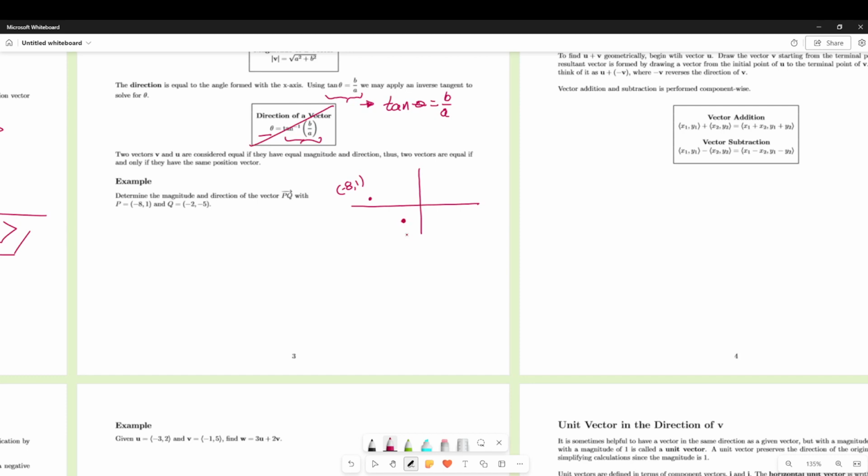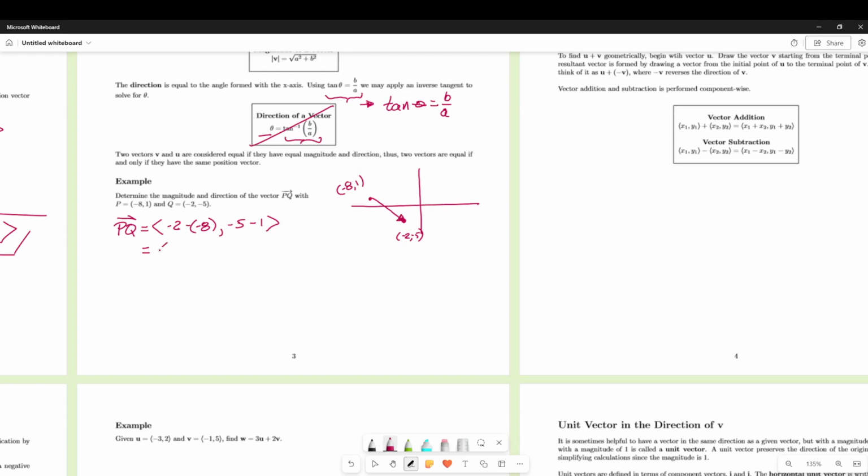They don't have to be in exactly the right place. We're just trying to get a sense. Negative 2, negative 5. So we're going in that direction. Okay, no need to rename this vector, it's vector PQ. Our x values are going from, again, it's end minus beginning, so -2 minus -8. And our y's are going from, again, end minus beginning, -5 minus 1.